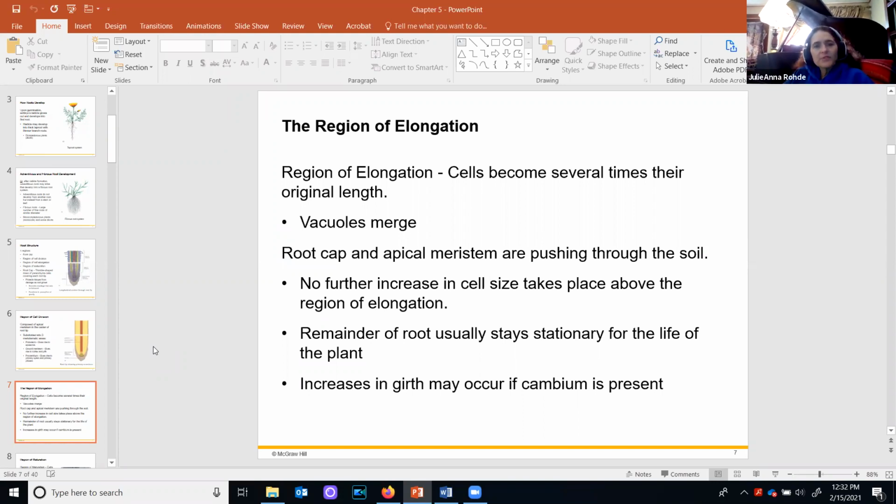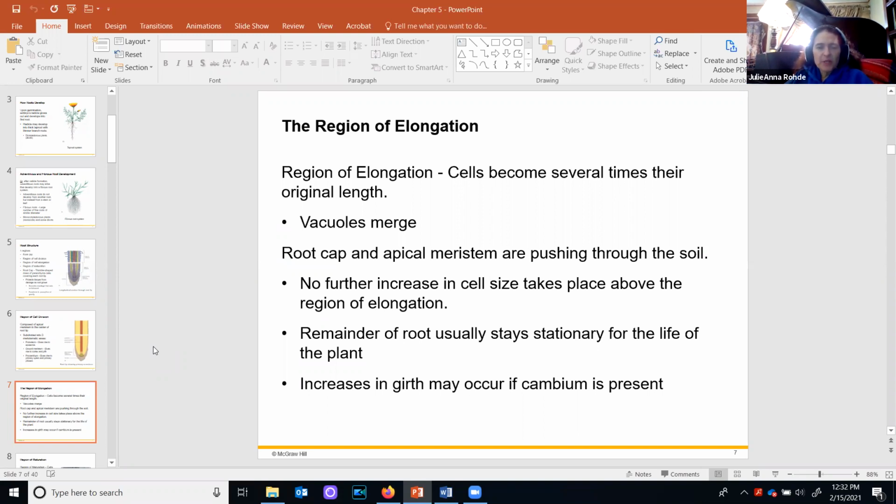Okay, so region of elongation is where the cells are, like I said, very long, and it says here they become several times their original length. Okay, and vacuoles can merge in those cells.